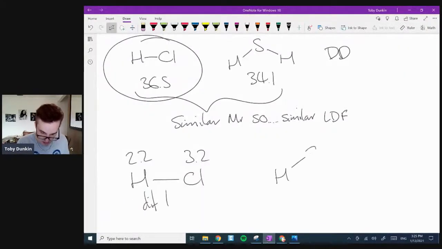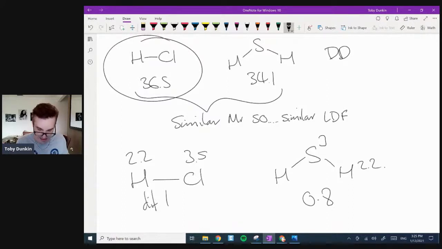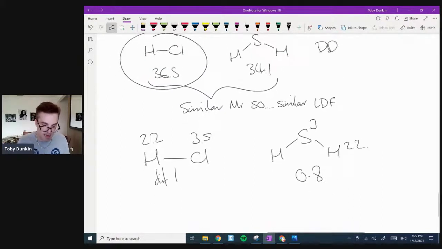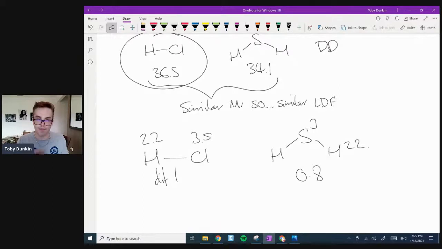So the H2S will have, that's 3. I like to put chlorine as 3.5, it's easier, and 2.2. So that has a 0.8 difference. So I would expect HCl to have the higher boiling point because it has a bigger difference. And I'm going to ignore the LDFs because they're similar, because the molecules' Mr is similar.